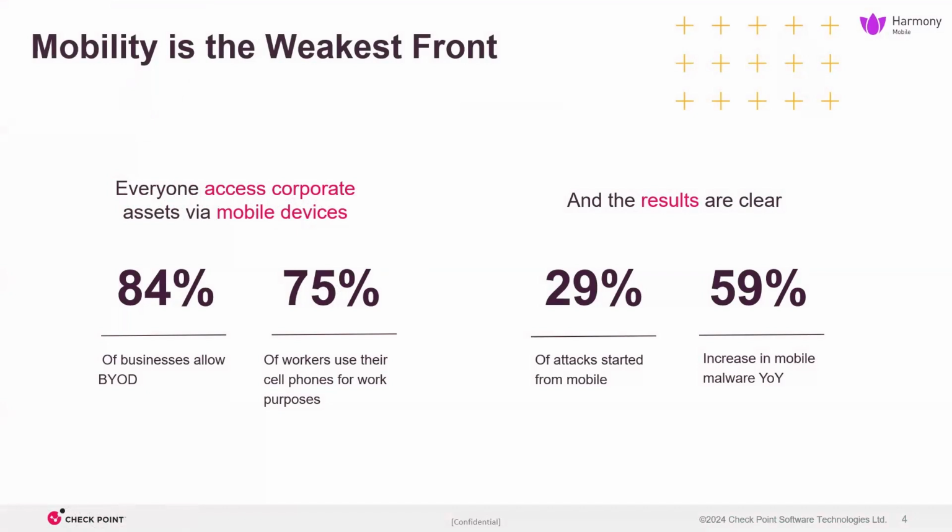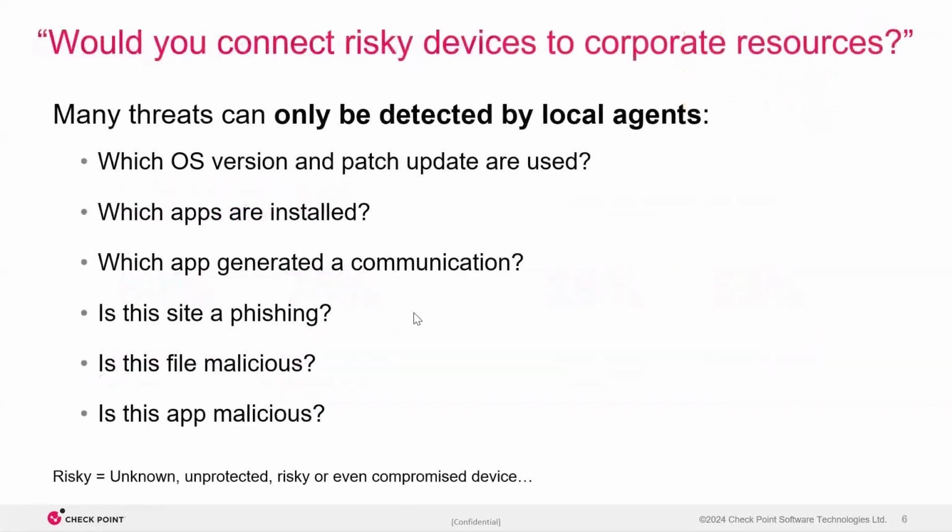As I mentioned, there's not a lot of mobile security installed on these BYOD devices, and as a result, we're seeing that about 30% of all attacks are started from mobile. Since last year, that represents a 29% increase, or a 59% increase of mobile malware. Again, this raises the same question: since people are using their mobile devices, which are risky since they don't have any security installed on them, would you connect risky devices to your corporate resources? The simple answer should be no.